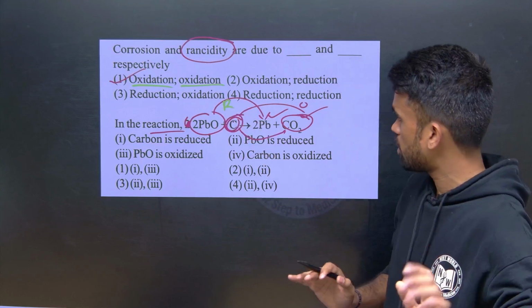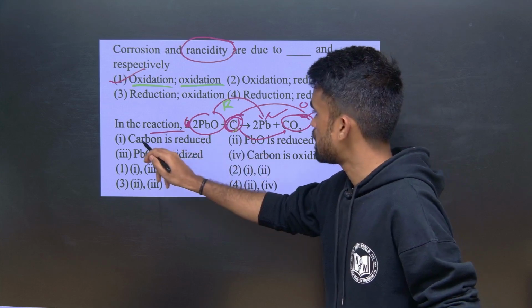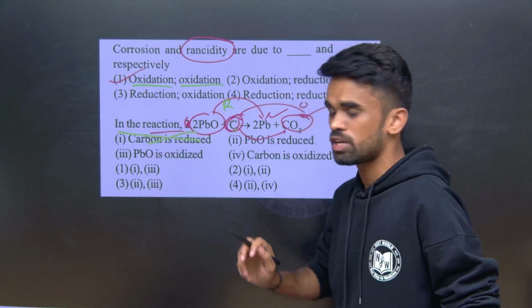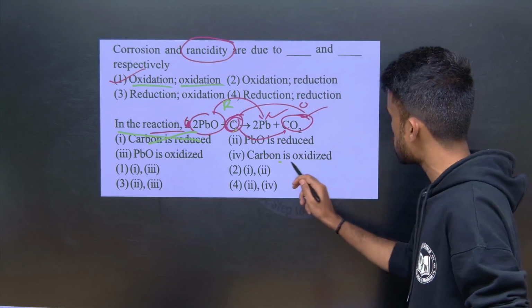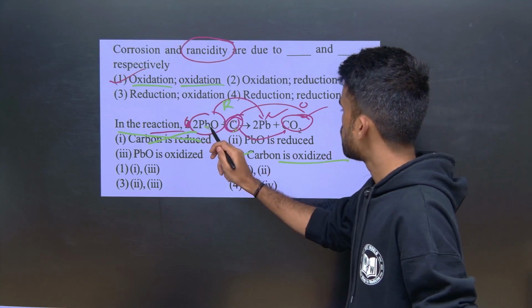Hope it is clear now. Carbon is getting oxidized, but here they mention carbon is getting reduced. Remove the first option. Carbon is getting oxidized, so the fourth option is correct.